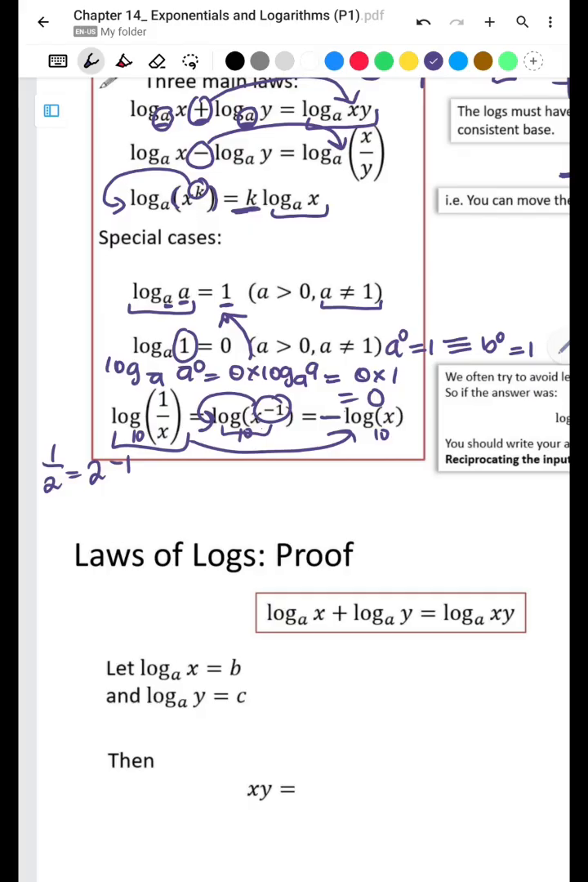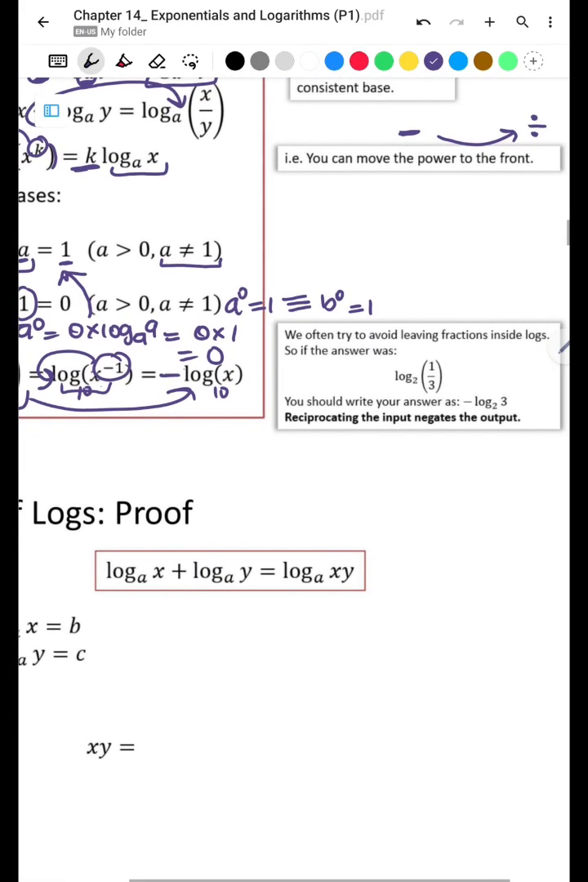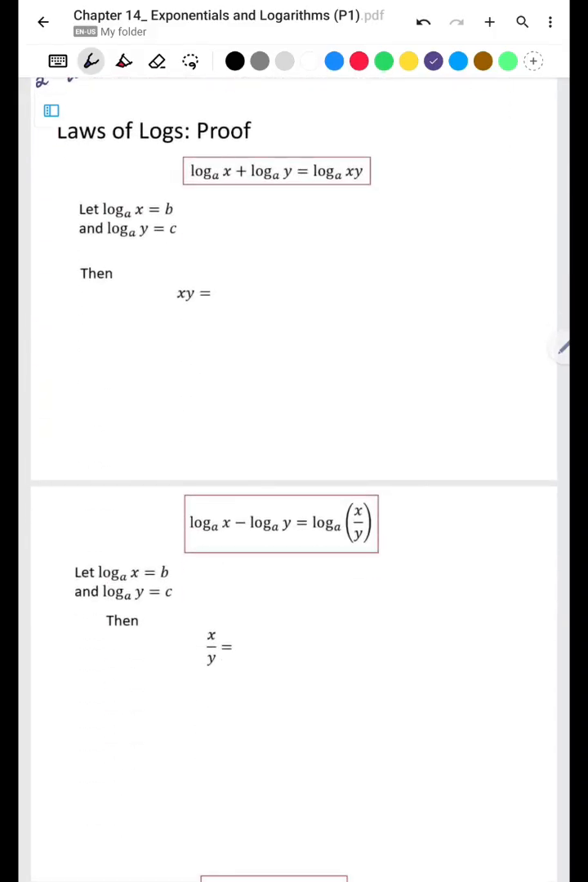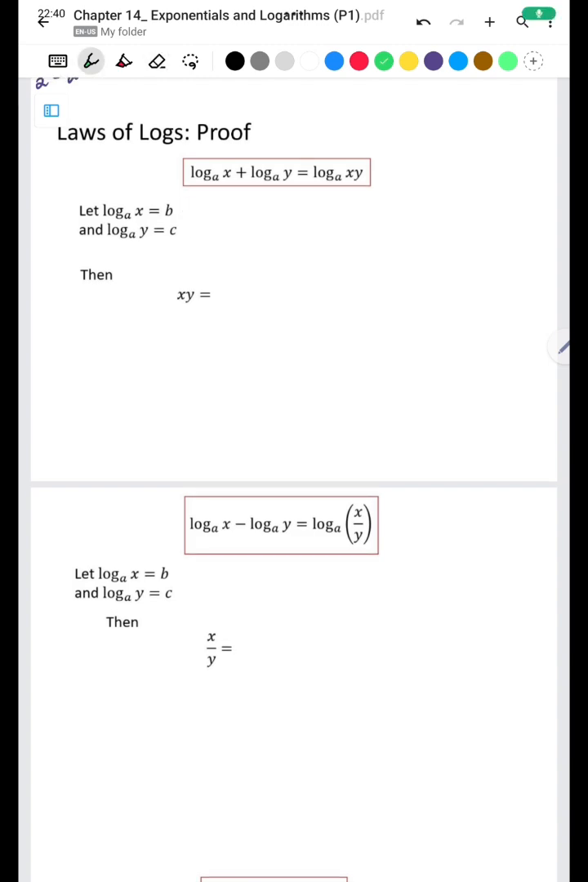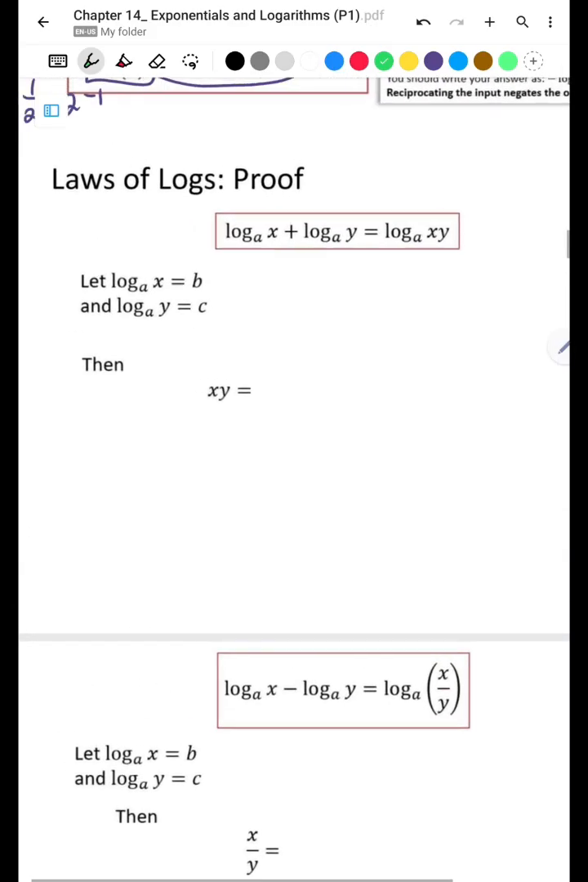So laws of logs can be proved. Now, how are we going to prove this? We need to rewrite in exponential form. When proving laws of logarithms in this step, it's very good if we understand how to convert from exponentials to logarithms, as well as logarithms to exponentials, as we're making good use of that in this process. Now let's get into it. Letting log base a of x is equal to b and log base a of y equal to c.